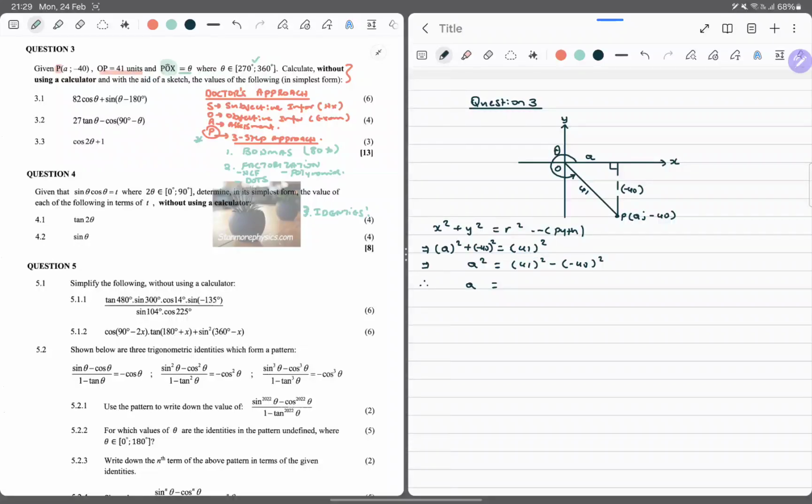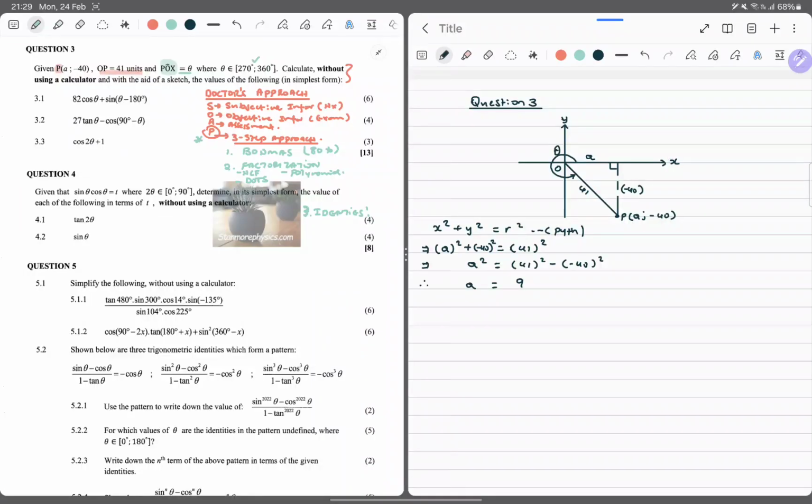All right, good. So let's see. 41 squared minus 40 squared gives us 81. And the square root of 81 is 9. Okay? So this is good. So we know that A is basically 9. Why are we choosing a positive 9? Because this is the positive x-axis. So that's very important. So can you see, this is us doing the clinical examination right now.